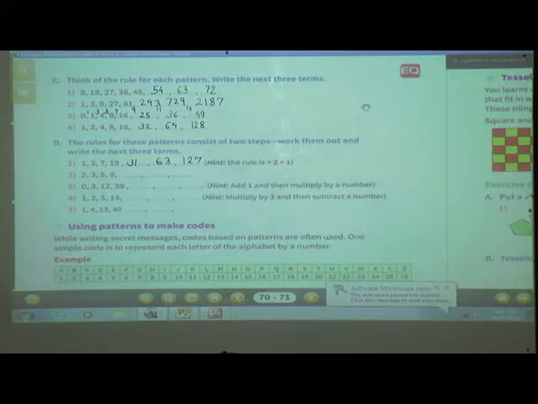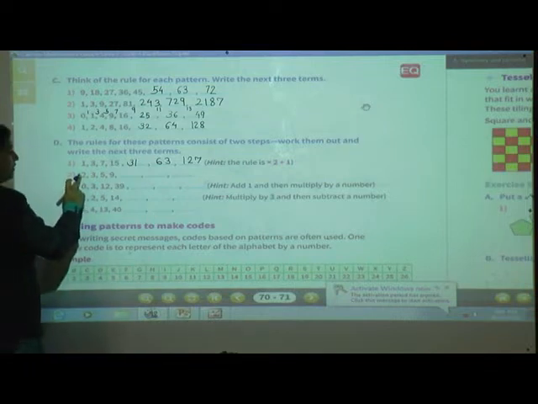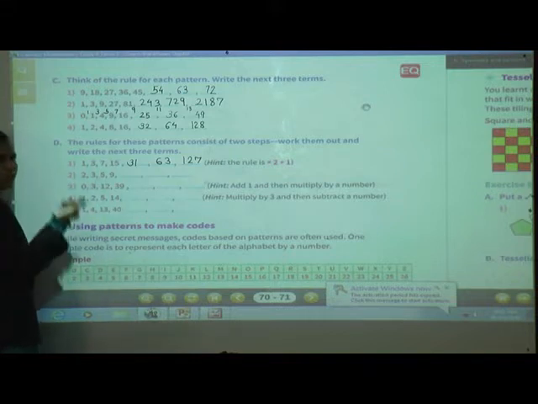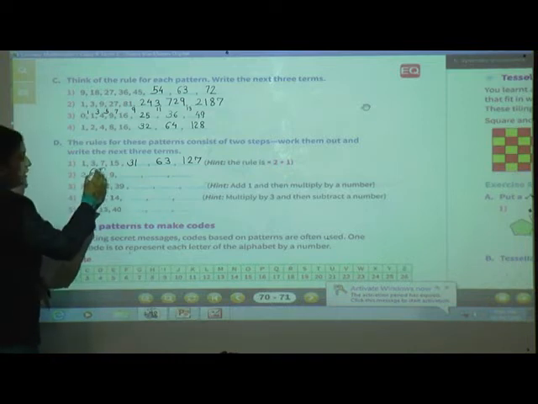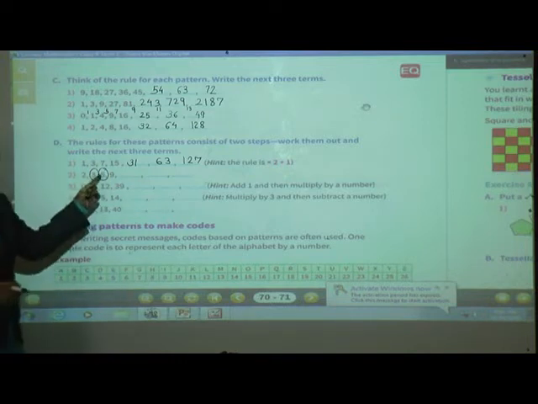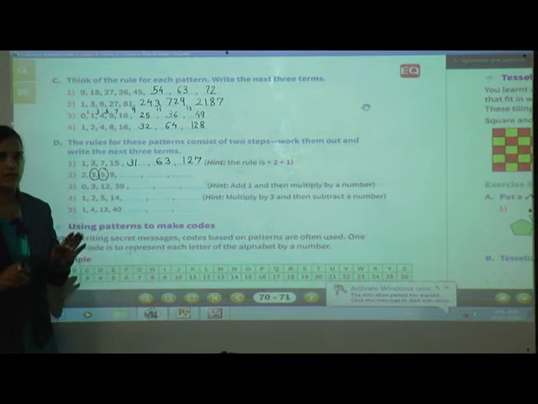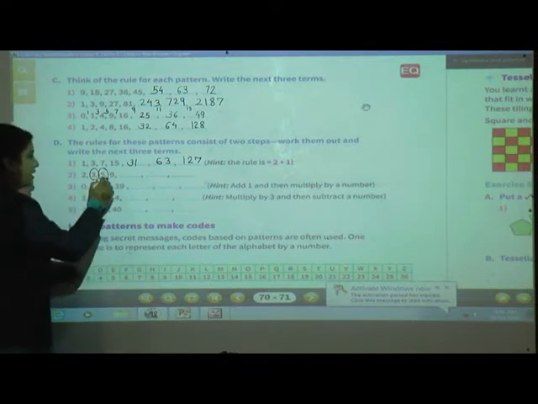Here 2, 3, 5, 9. Observe the pattern students. Here the rule is multiply by 2 minus 1. See, if you multiply 2 by 2, 4 is the answer and just subtract 1 from it, you will get 3. Here 3 multiplied by 2, 6, you know that, and just subtract 1 from it, you will get 5. 5 multiplied by 2, 10 and minus 1, 9.